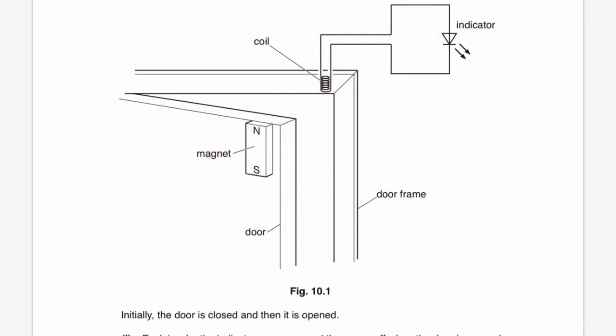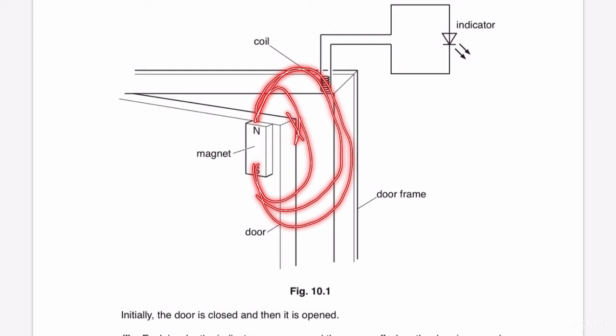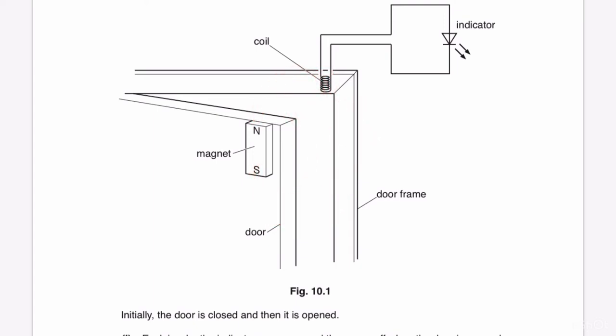Okay, it moves from north to south, so this is the magnetic field produced by this specific magnet. When the door opens and closes, the magnetic field changes. The magnetic field is coming into the coil, and when the door opens and closes, the magnetic field changes. When it changes, it induces an EMF in the coil. And that EMF produces a current, which in turn causes the LED light or the indicator to work.